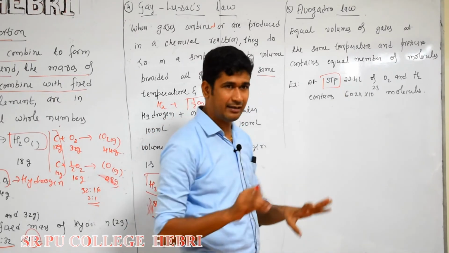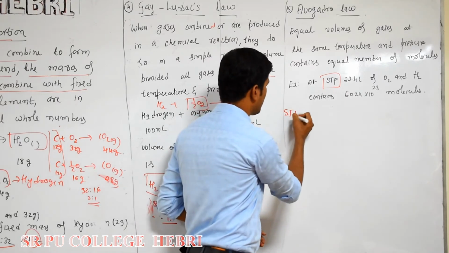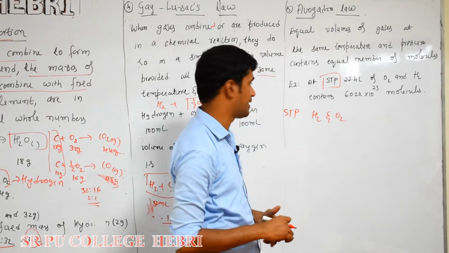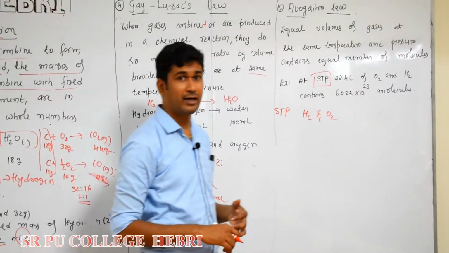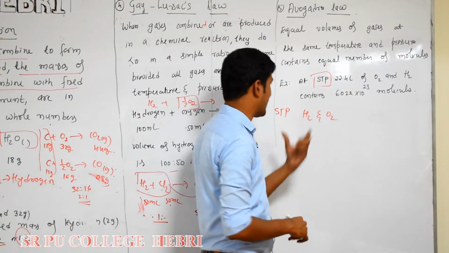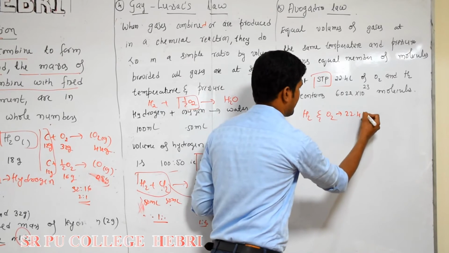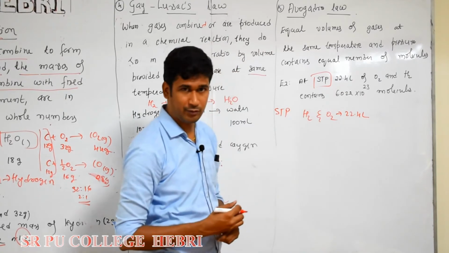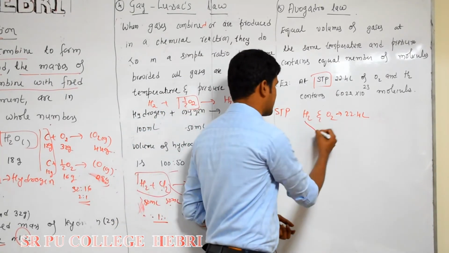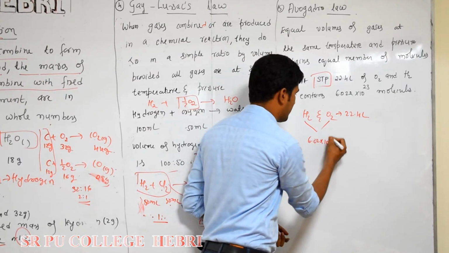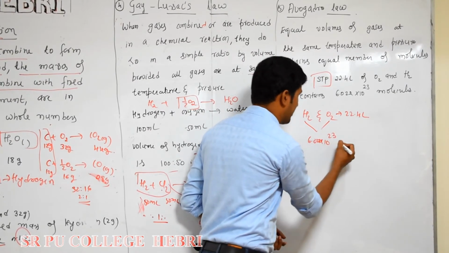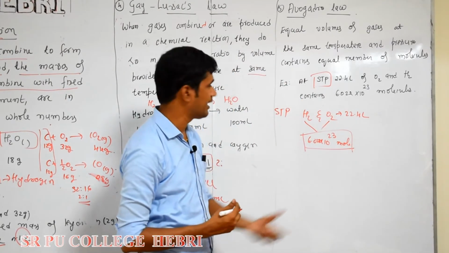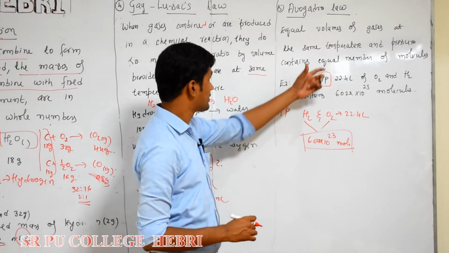At STP, at standard temperature and pressure, I have taken two gases H2 and O2, at 273 Kelvin temperature and 1 atmosphere pressure. So the volume of these two gases is equal to 22.4 liter. And these two gases now possess 6.02 into 10 to the power of 23 molecules. This is Avogadro number. 6.02 into 10 raised to 23 is known as Avogadro number. Understood? So this is the example.